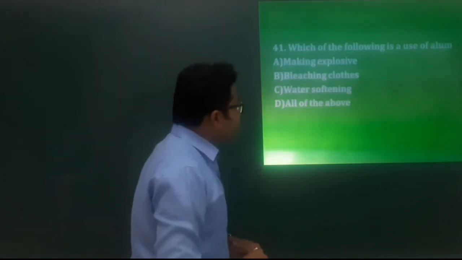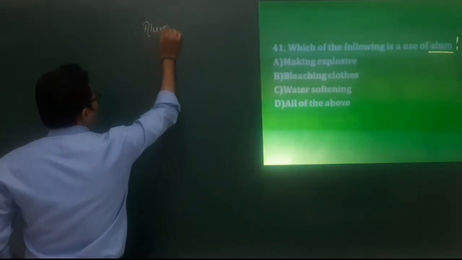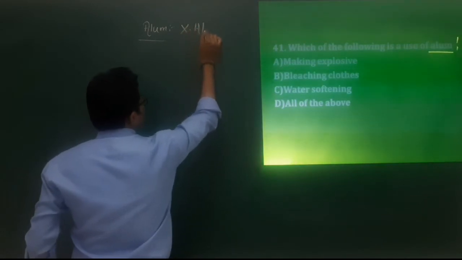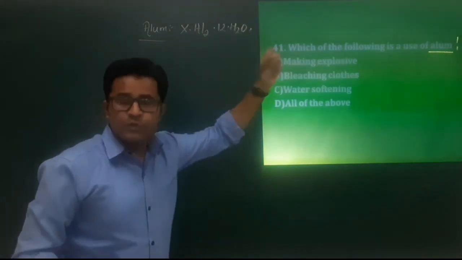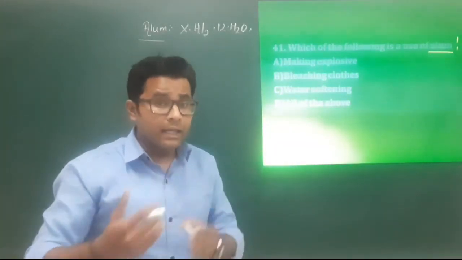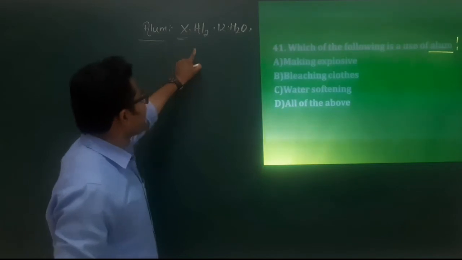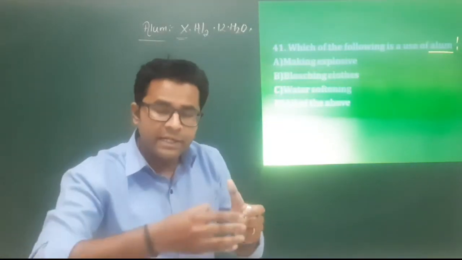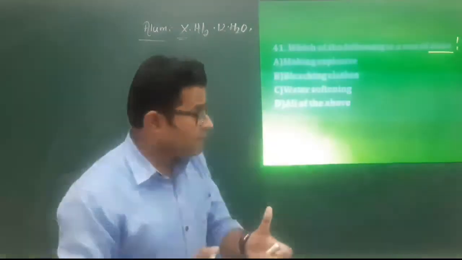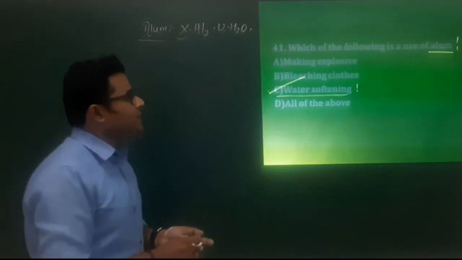Next one. Which of the following is a use of alum? First thing we need to understand is what exactly alum is. Alum is usually represented as X.Al(SO4)2.12H2O. Usually we get it as a combination of potassium, as potash alum, wherein we directly replace X by K. So therefore, potash alum will be KAl(SO4)2.12H2O. Alum is usually used in order to soften the water. It removes the hardness of water by exchanging the ions. So in this particular case, it is used just for water softening. That is the use of alum.